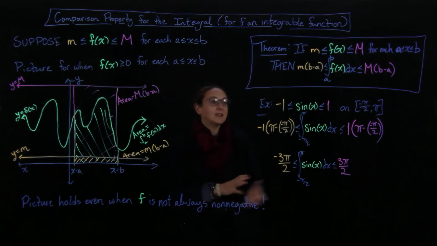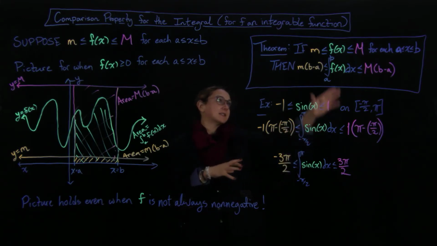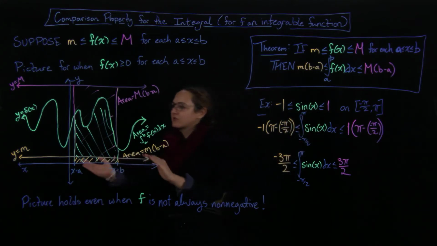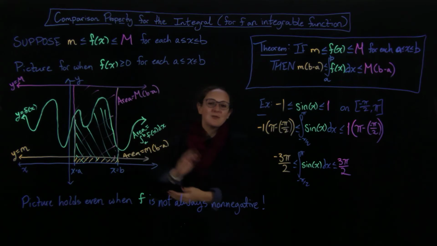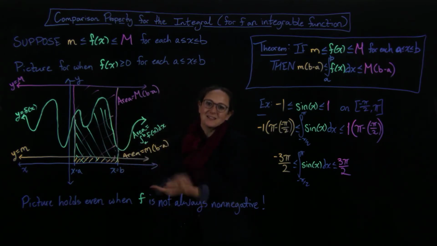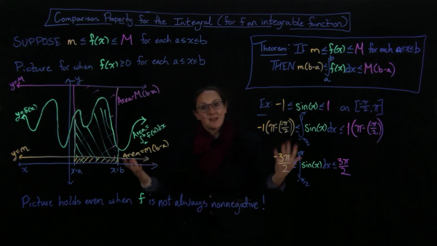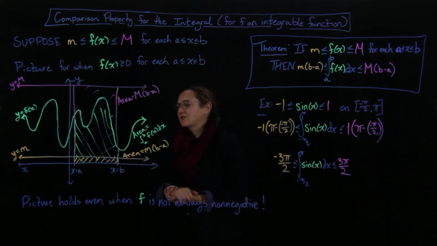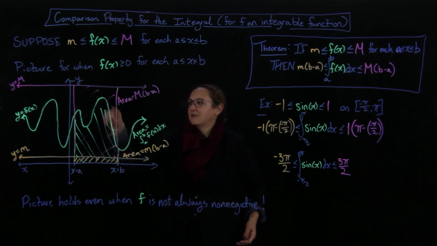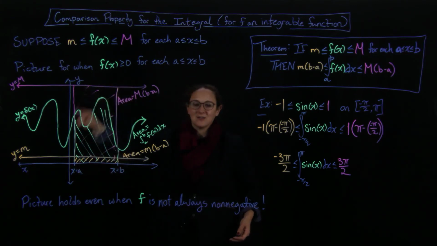And really, it seems complicated to remember, but if you always just remember this picture here and remember that it works even if your f is not staying above the x-axis, right? Then you're good to go, because it's just saying that this area is less than or equal to this area, which is less than or equal to the big area.